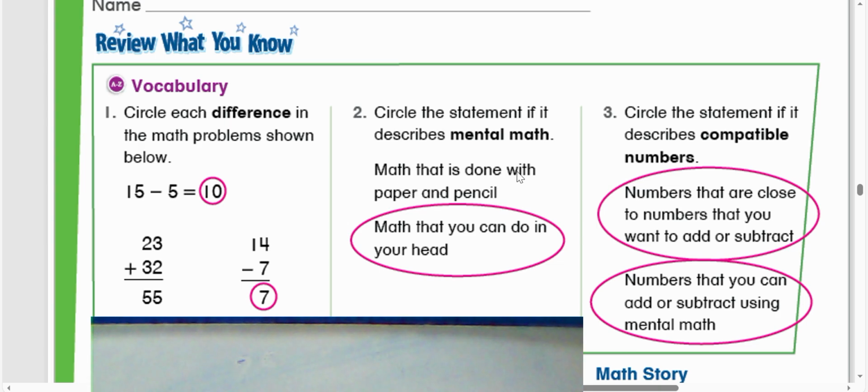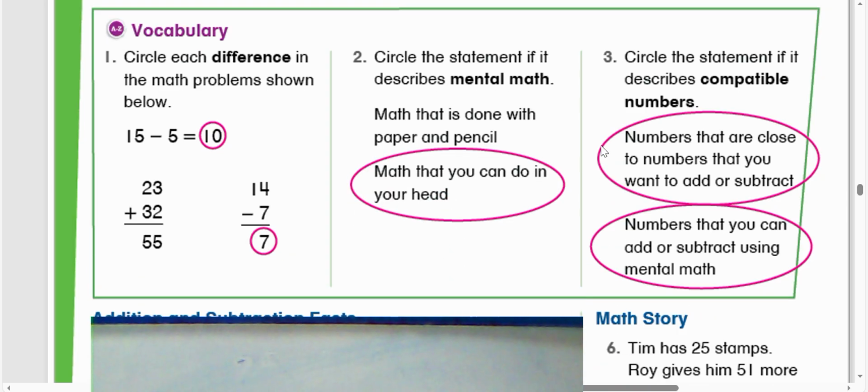Math that is done with paper and pencil. Math that you can do in your head. Choose the second one. Circle the statement. Describe compatible numbers: numbers that are close to the numbers that you want to add or subtract. Numbers that you can add or subtract using mental math.